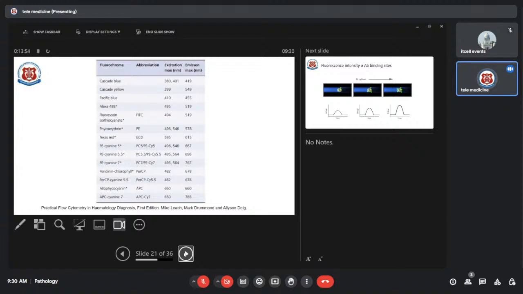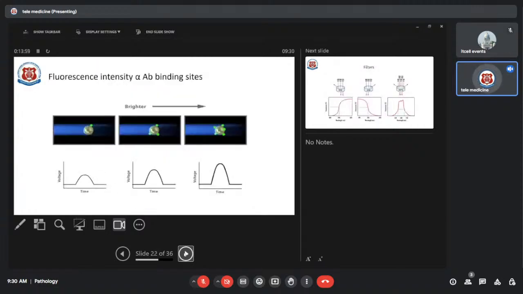Okay, now one more thing, the antigen expression on the cell varies. Some cells will have many antigens attached, some will have only a few antigens attached. So depending on the number of antigens attached to the cell, you will get the pulse. If there are only few antigens, you get a weak pulse. If there are many antigens, so depending on the number of binding sites present on the cell, either you will get a weak signal or a strong signal. So depending on the signal intensity, you can get to know the antigenic expression of the cell.